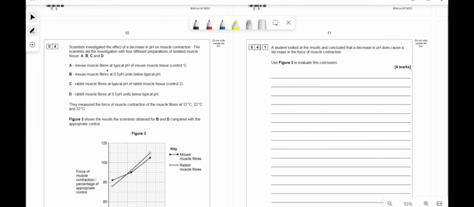So A is mouse muscle fibers at a typical pH of mouse muscle tissue, and that's your control 1. B is muscle fibers at 0.5 unit pH below typical, so it's slightly acidic. You've got rabbit at the typical pH, so that's control 2, and we've got rabbit where it's slightly more acidic as well. Okay, fine. So they measured the force of muscle contraction of the muscle fibers at 12 degrees, 22 degrees, and 32 degrees Celsius. Figure 3 shows the results the scientists obtained for B and D compared with the appropriate control.